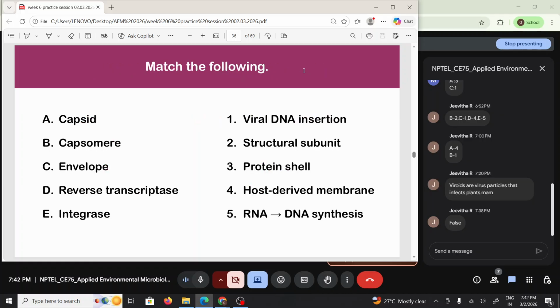Okay, next one is a match the following question about different aspects of virology. So these are different components of a virus. You just have to match them.